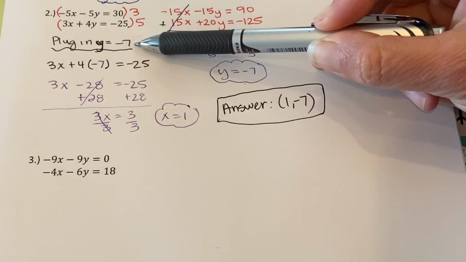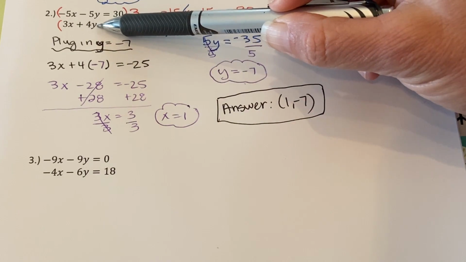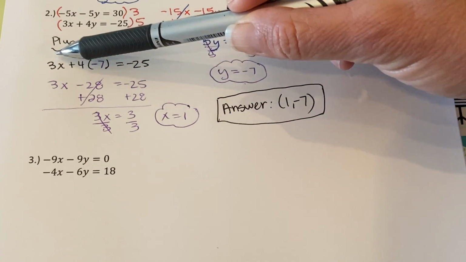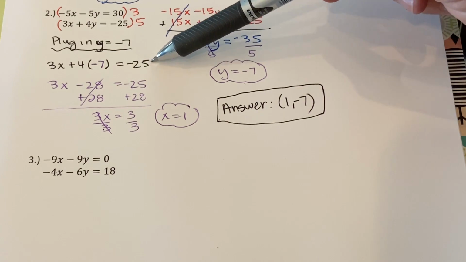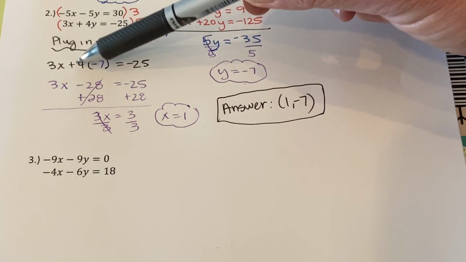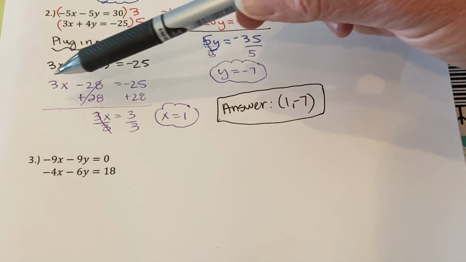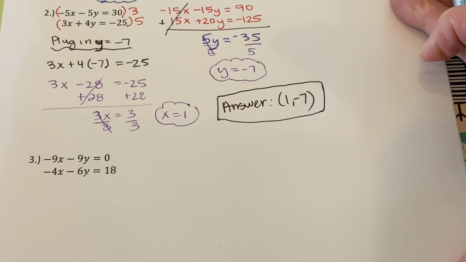So if y is negative 7, then since I have room right here, I'm going to go ahead and plug my negative 7 in for my y and solve my new equation here for x. So we are going to have a 3x plus 4 times negative 7 equals negative 25. So then I can multiply the 4 and the negative 7 and get negative 28. Add 28 to both sides, divide by 3, and I get my second answer of x equals 1.